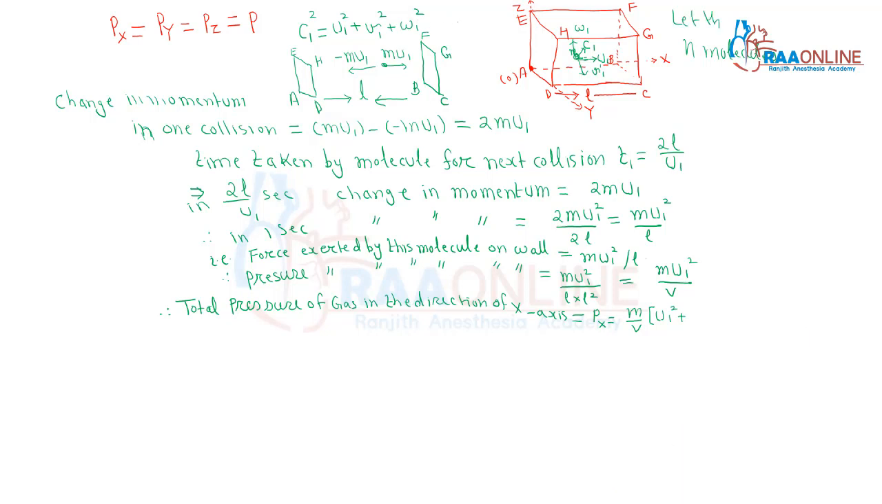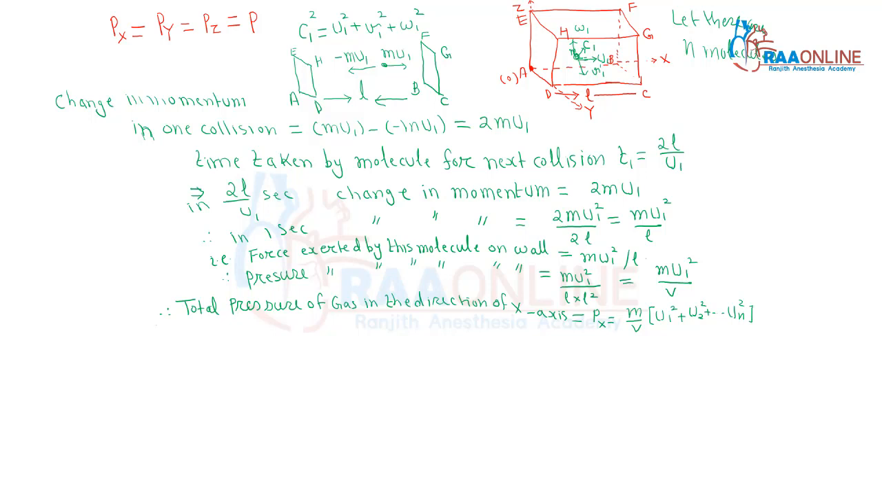Let there be n molecules, so u1 square, u2 square up to un square. Similarly, we can see m and v are common. In which direction will the molecule move? If we are considering velocity along the y-axis, only there is a change in u. In place of u, we have to take v, so we can calculate now.